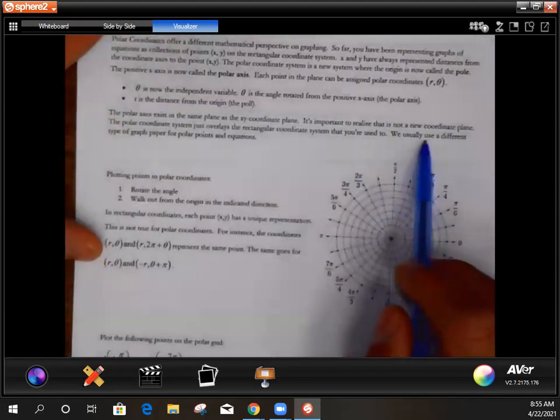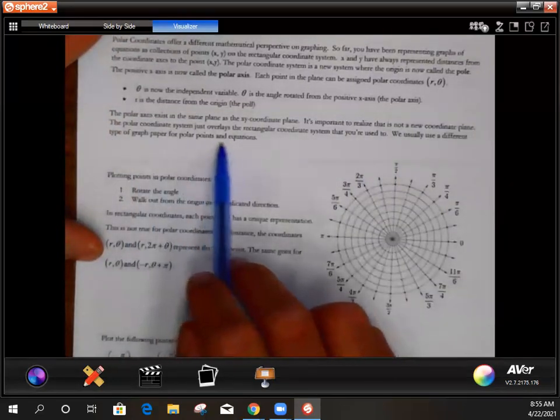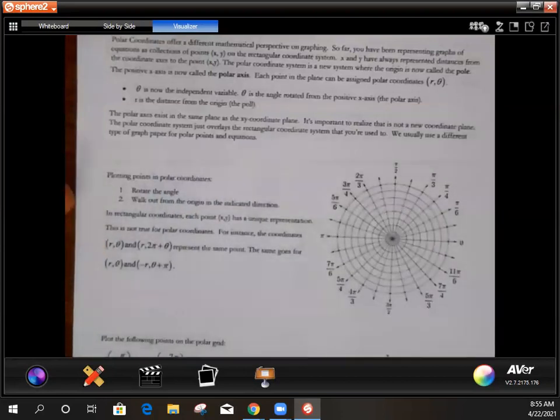We usually use a different type of graph paper for polar points and equations, hence why I passed those out to you. And when you run out, just let me know. I'll give you new ones.